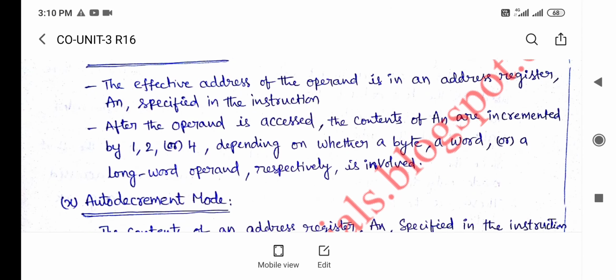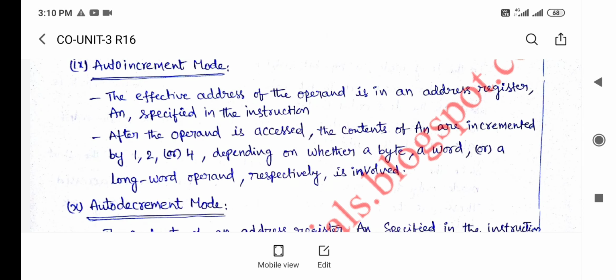So by using this we have completed the third unit. Okay. Tomorrow we are going to discuss the fourth unit.